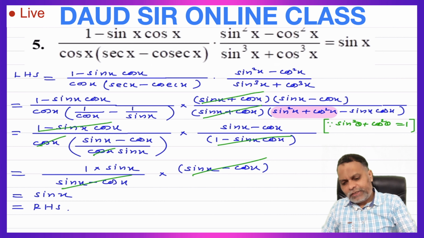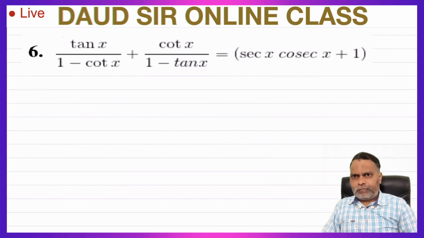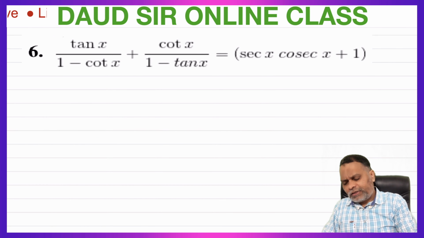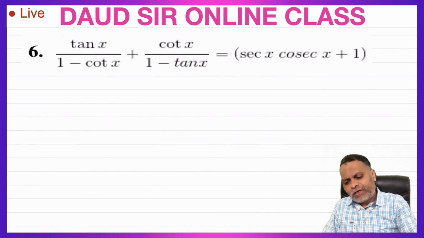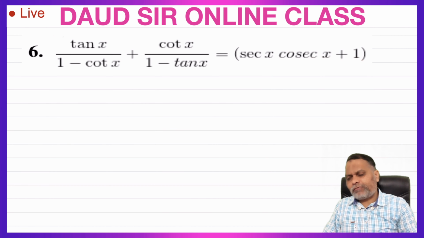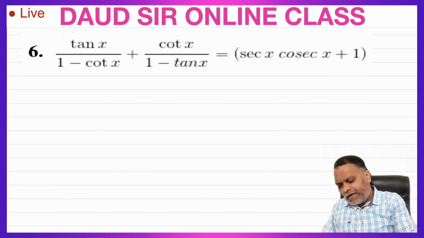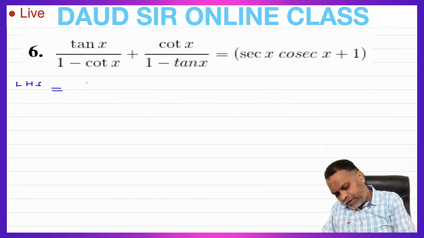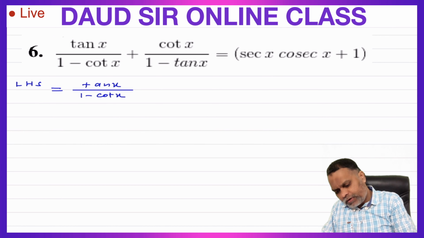So we proved this sin x. Question number 6. Prove that tan x upon 1 minus cot x plus cot x upon 1 minus tan x is equal to sec x into cosec x plus 1. So taking left hand side, tan x upon 1 minus cot x plus cot x upon 1 minus tan x.